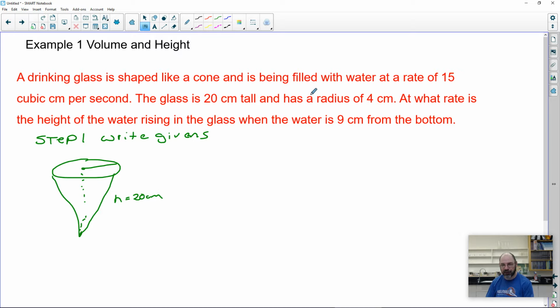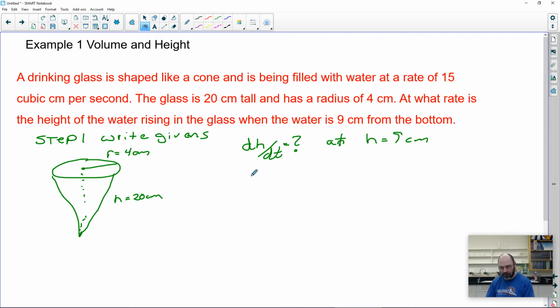And the radius, it tells us, is 4 centimeters. Okay, and it says at what rate is the height of the glass changing? So we want dH/dt. We don't know what that is, at h equals 9, because we're going to say the height is measured from the bottom up, right? That's what we'll say. Okay, because that's how it kind of fills up.